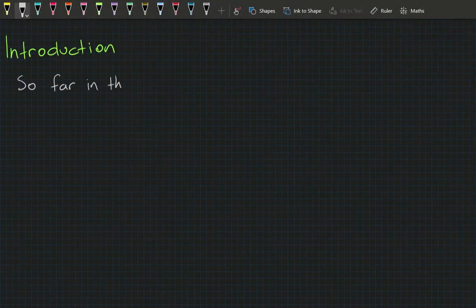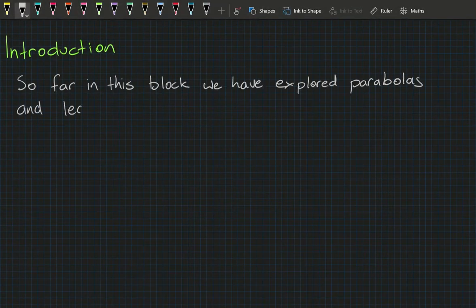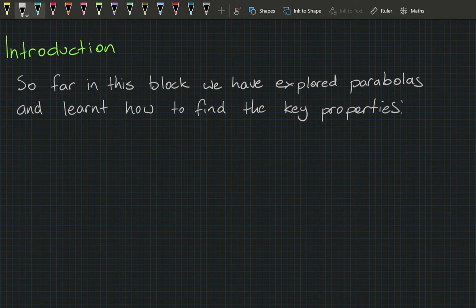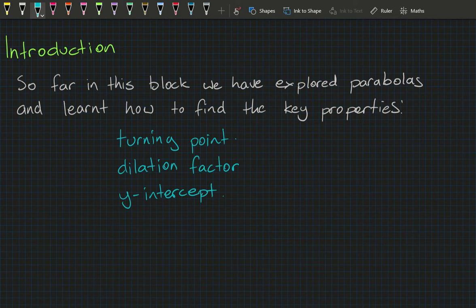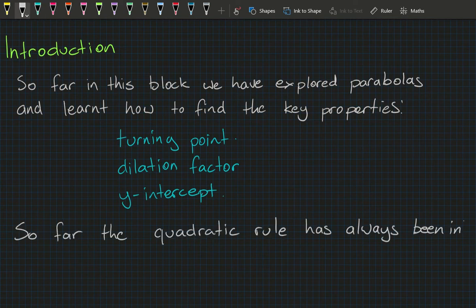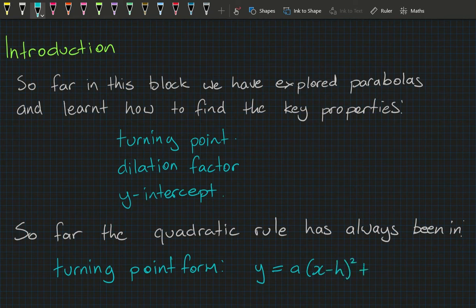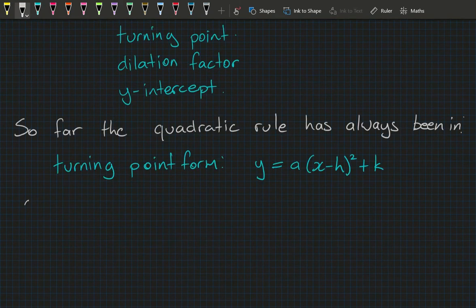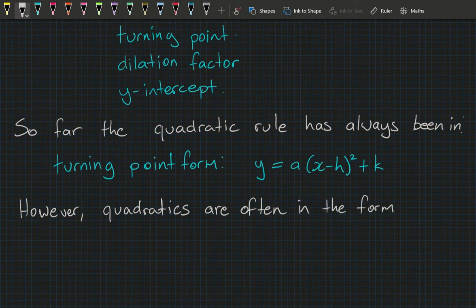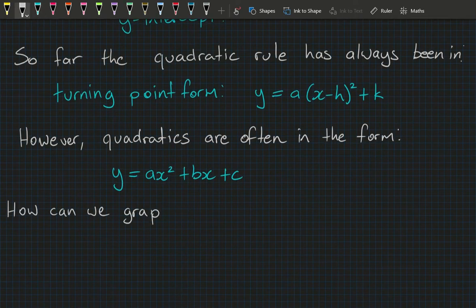So far in this block, we've explored parabolas and learnt how to find the key properties: the turning point, the dilation factor, and y-intercept. And so far the quadratic rule we've used has always been in the turning point form. In other words, y is equal to a times (x minus h) all squared plus k. However, quadratics are often in the form y is equal to ax squared plus bx plus c. So how could we graph these?